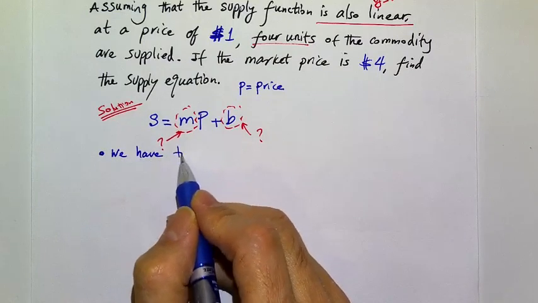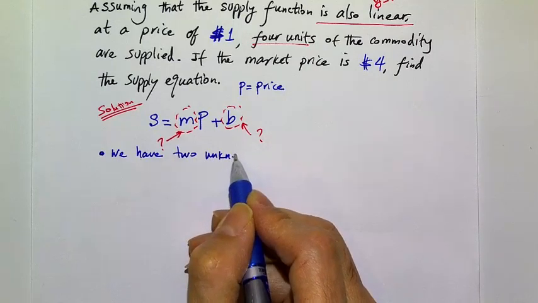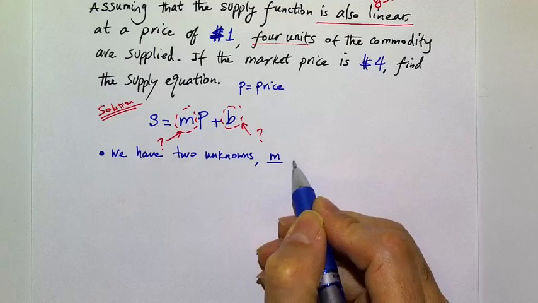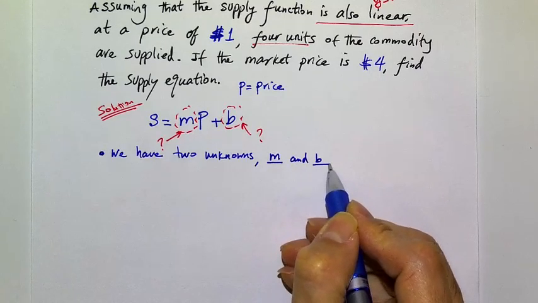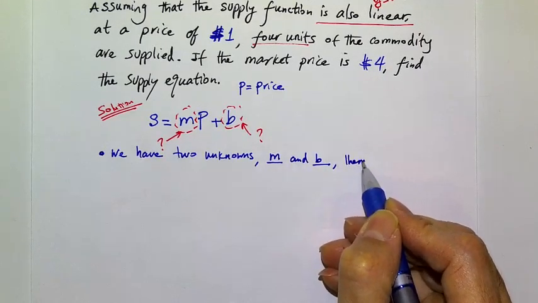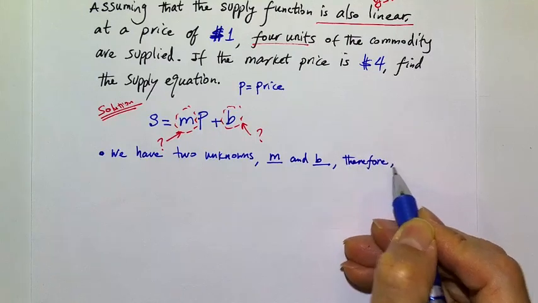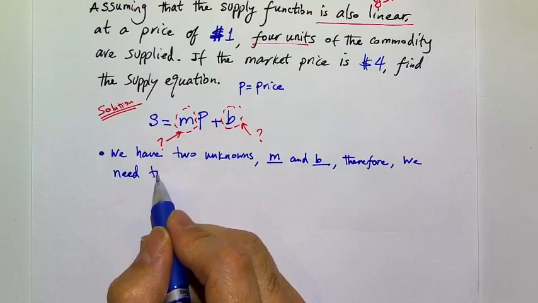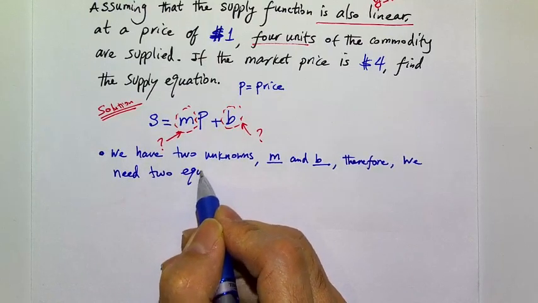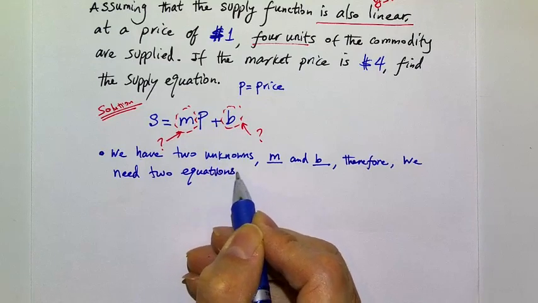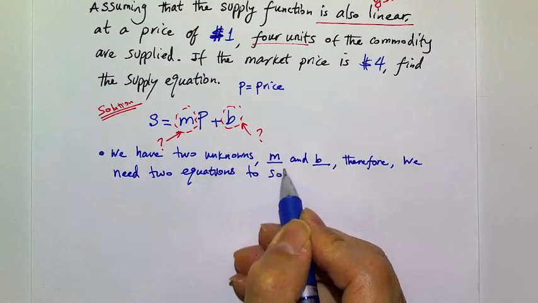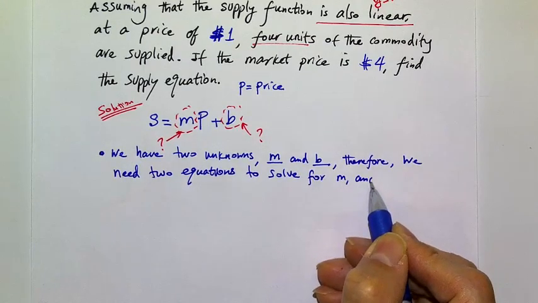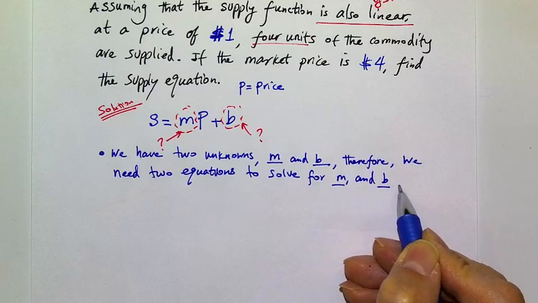So we have two unknowns, M and B. Therefore, we need two equations to solve for M and B. Okay.